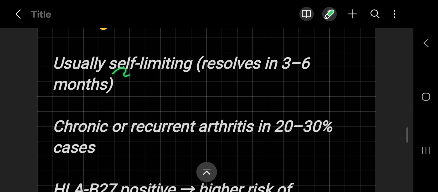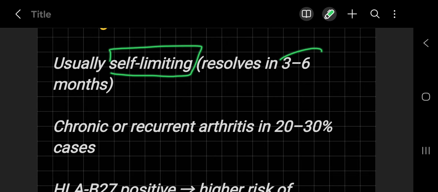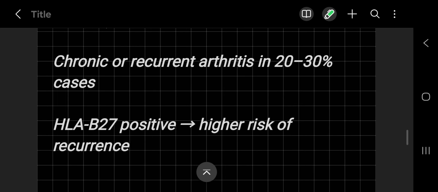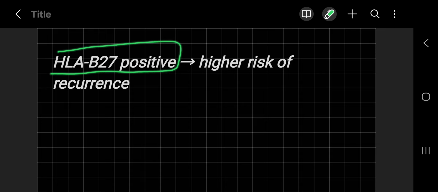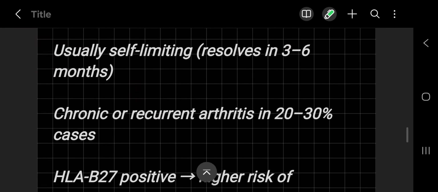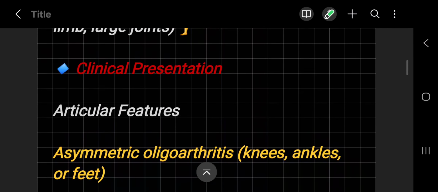Prognosis. It is usually a self-limiting condition. It resolves in 3 to 6 months. Mostly arthritis may remain for years. Chronic or recurrent arthritis is seen in 20 to 30% of the cases, and HLA-B27 positive patients are at higher risk of recurrence. So HLA-B27 positive patients are predisposed to the development of reactive arthritis and other spondyloarthropathies that are seronegative.